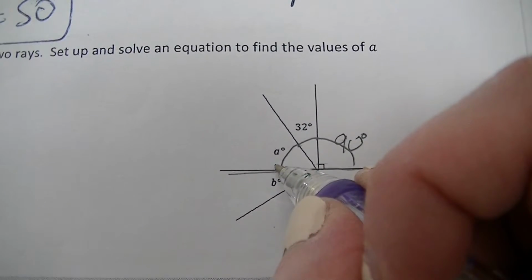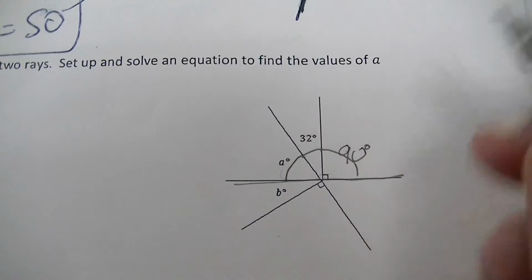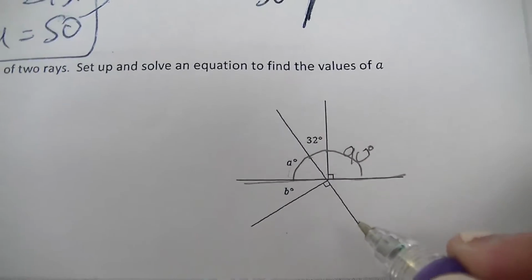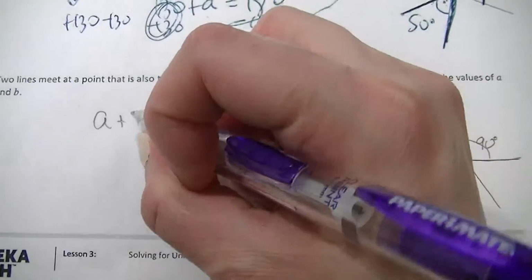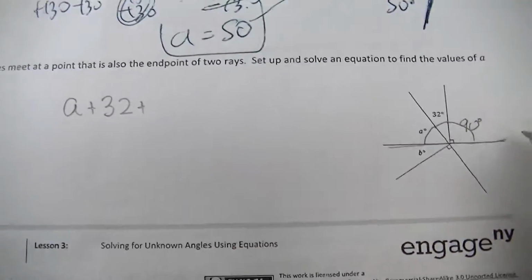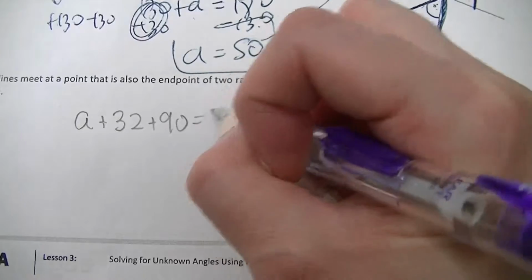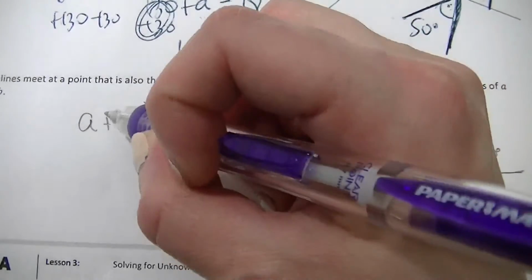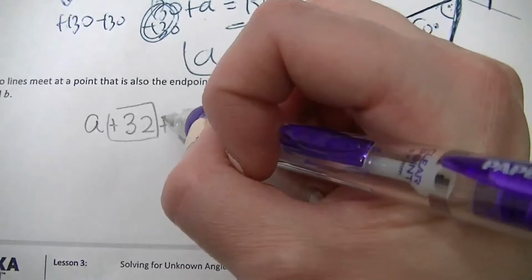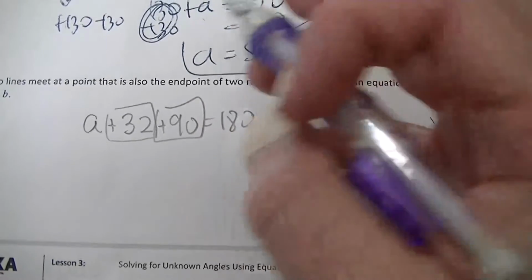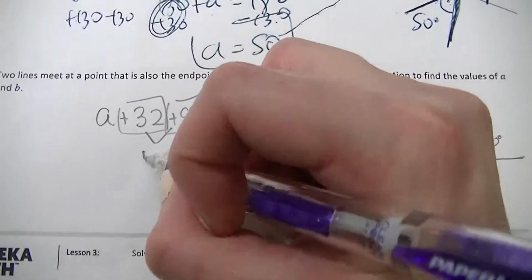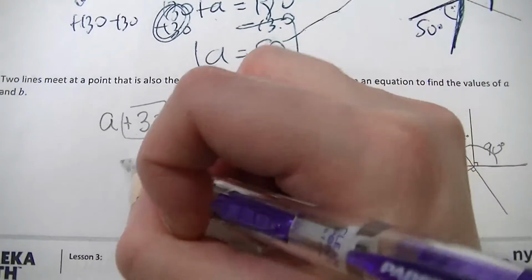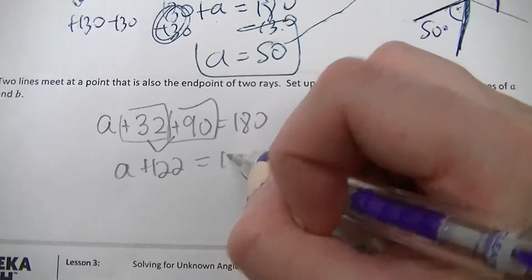So let's go ahead and set up an equation to find the measurement of angle A. And then we can go from there to figure out B, okay? So A plus 32 plus 90 equals 180, okay? Combine your like terms, which are the constants of 32 and that 90. Positive 32, positive 90. And that equals a positive 122. Bring down your A, bring down your equal sign, bring down your 180.